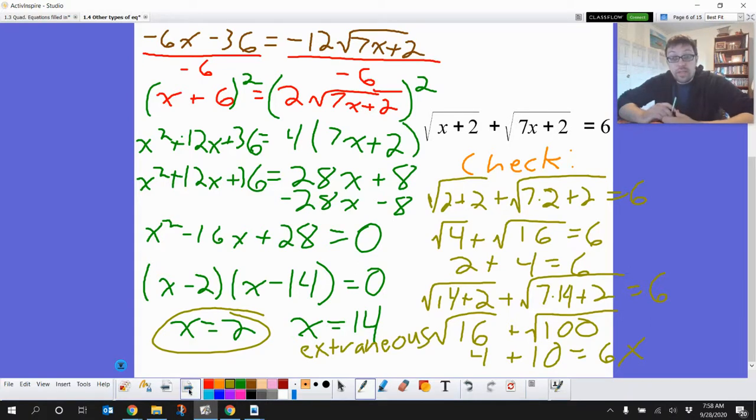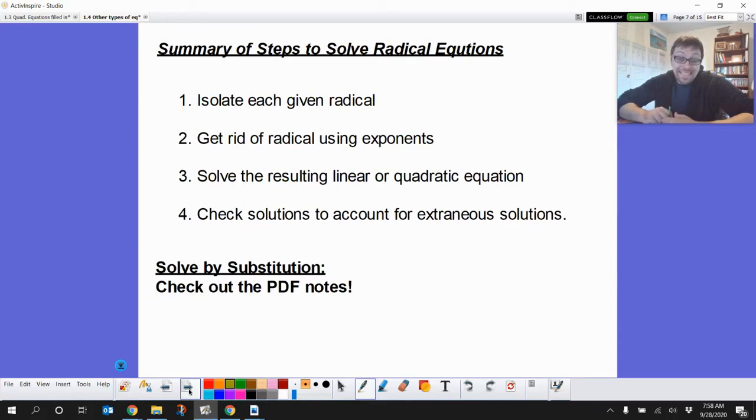So quick summary of doing these problems. First thing, isolate each given radical. Get rid of the radical using exponents, so squaring. Solve the resulting linear or quadratic, and I cannot stress enough, check for extraneous solutions on these problems.